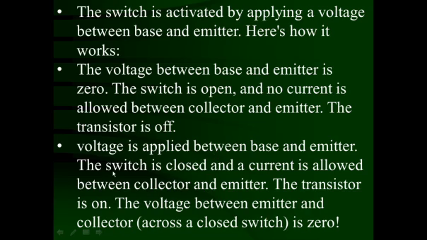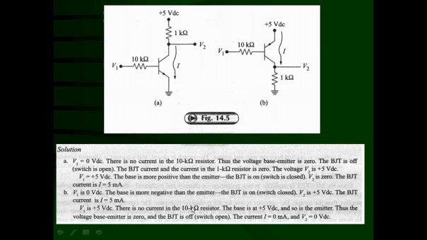Voltage is applied between the base and emitter. That means base is positive with respect to emitter. Then you can say that the diode is forward biased. There is a base current which will be multiplied by hFE and that is called collector current. So the voltage is going to be dropped across RL, ICRL, and the voltage across the transistor VCE is approximately equal to 0.2 volt, low, and the switch is going to be closed. The switch is closed and current flows between collector and emitter. The transistor is on. The voltage between emitter and collector across the closed switch is almost 0.